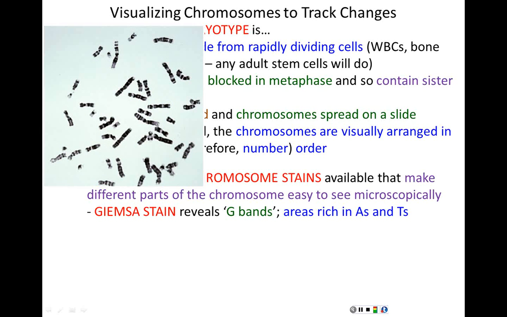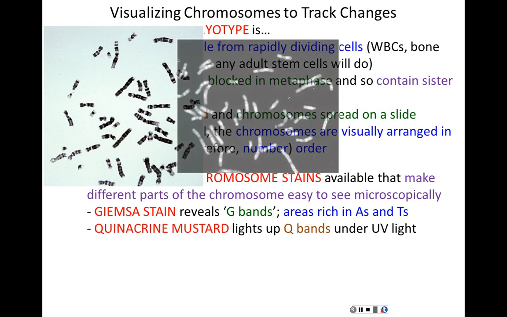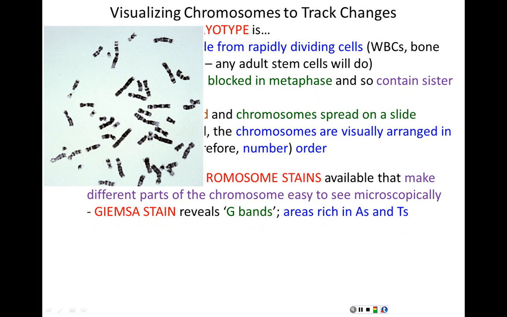Giemsa stain reveals what are referred to as G-bands. The stain sticks more to areas of the chromosome that are rich in adenines and thymines. It sticks less well to areas of the chromosome that are rich in guanines and cytosines. These are the A's, T's, G's, and C's that make up the DNA sequence. And so when you use this stain, you highlight these bands, these striations, these stripes in the chromosomes, as you see here. And these stripes become telltale markers of where you are on the location of the chromosome. These striation patterns are how we know what part of the chromosome we're looking at. And I'll give you examples of that later on once we go through some of the mutations that we can encounter.